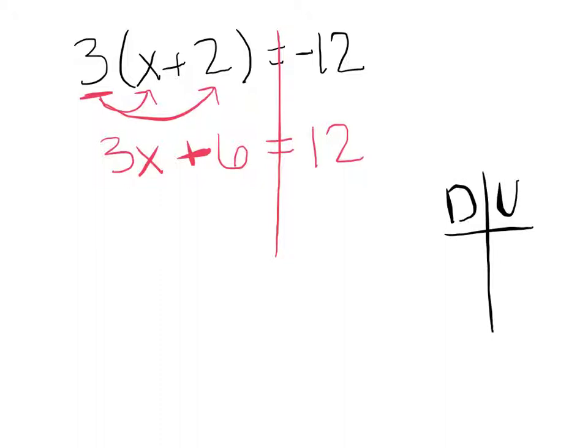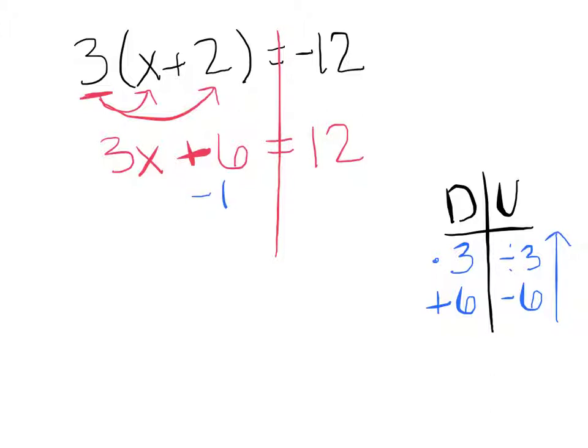If we read our problem, it says 3x. That means 3 times x plus 6. So there's my do column. Undo, the opposite of adding 6 is subtracting 6. The opposite of timesing by 3 is dividing by 3. So I'm going to use this undo chart to help me solve.